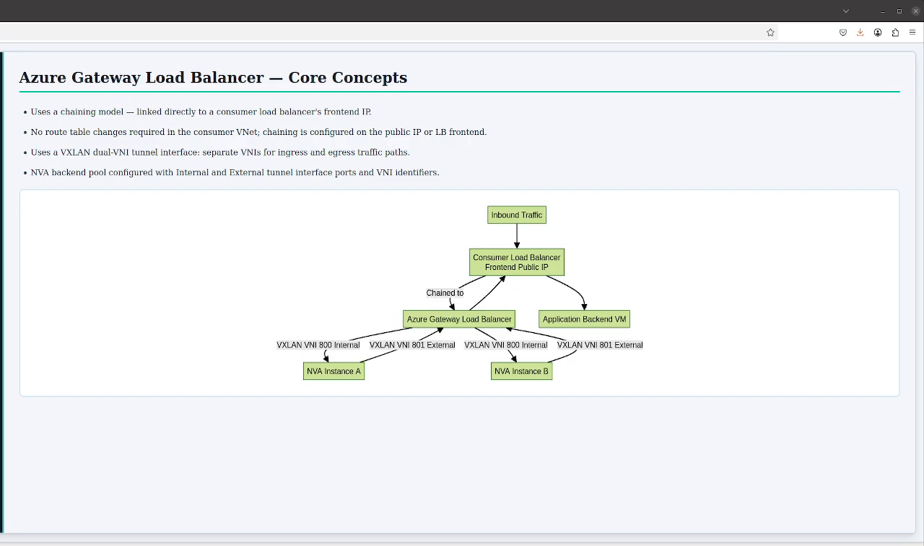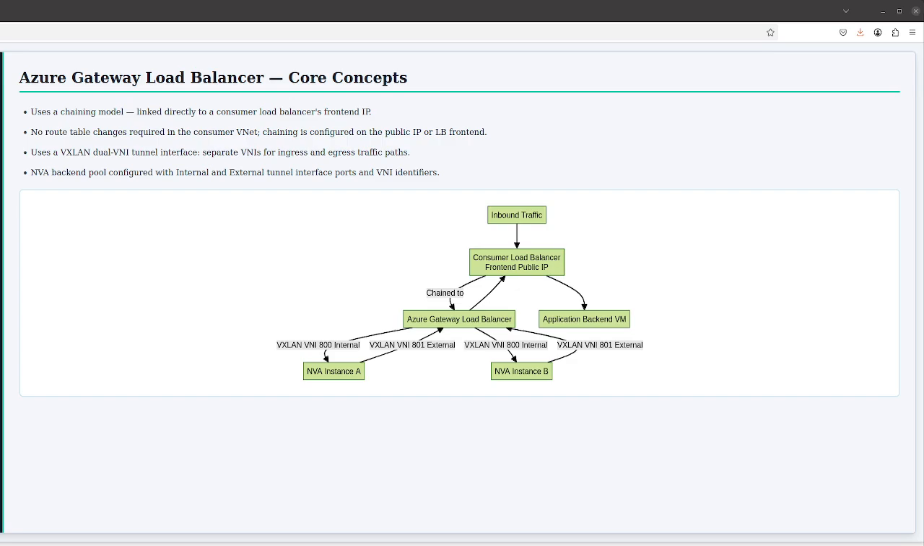Traffic arrives at the consumer load balancer's public IP frontend. Because a gateway load balancer is chained to that frontend, Azure redirects the traffic through the gateway load balancer before it reaches the backend pool of the consumer load balancer. The gateway load balancer distributes the traffic across its own backend pool, which is the NVA fleet. Traffic flows through the NVA for inspection, exits through the return port, and Azure then delivers it to the original consumer load balancer backend. The application server receives traffic that has been transparently inspected.